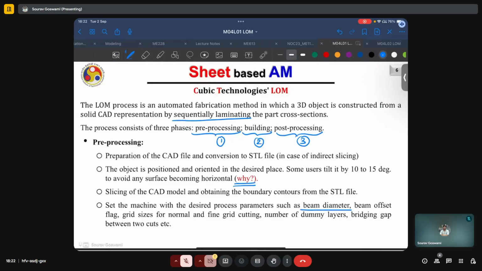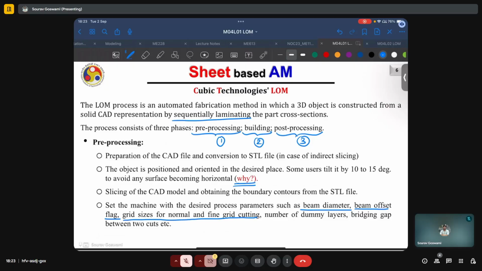With the beam offset flag, because the beam diameter itself will have some finite dimension, if we are very tight on tolerances, we would want to offset the beam by half its beam diameter so that the cut dimension is exact. Grid sizes for normal and fine grid cutting: you can work with larger grid sizes far away from the contours, but near the contour, the grid size might have to be refined.